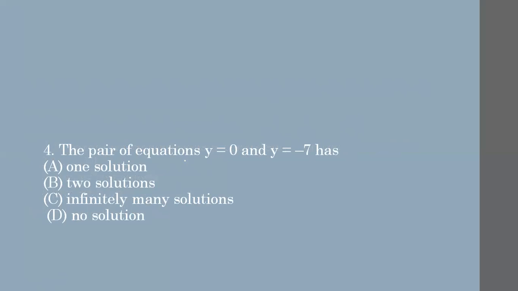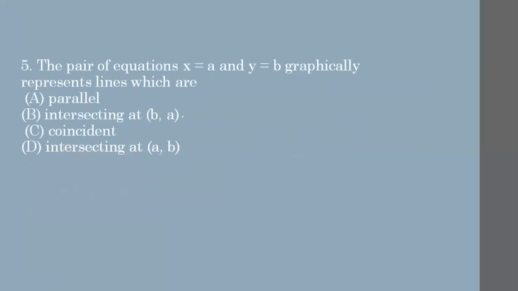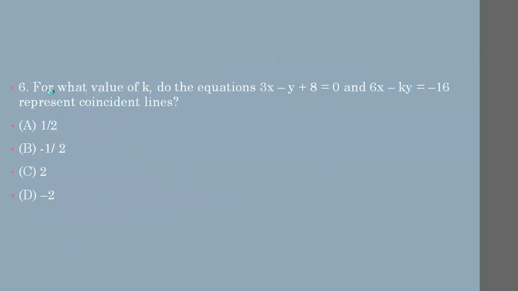The fourth question is: the pair of equations y equal to 0 and y equal to -7 has. So both values cannot be there together, therefore no solutions. The pair of equations x equal to a and y equal to b graphically represent. If you have watched the coordinate geometry video, you will know that we write the x coordinate first and then y. Therefore we will write first a and then b. So if it intersects at (a, b), the correct option is option D for this question also.